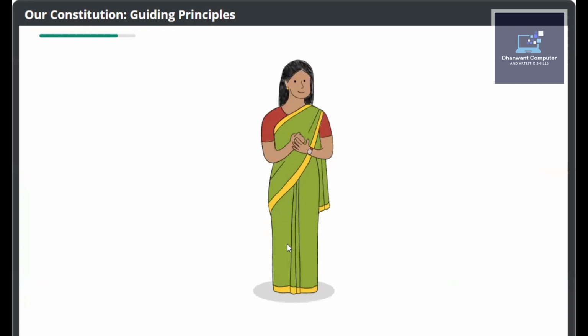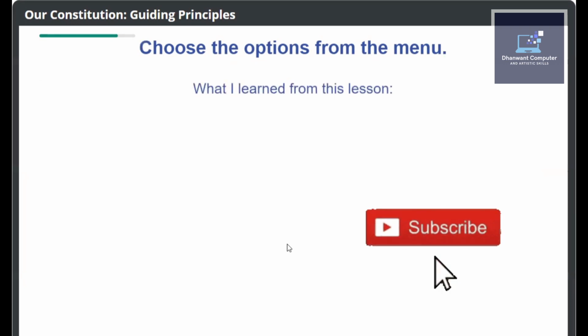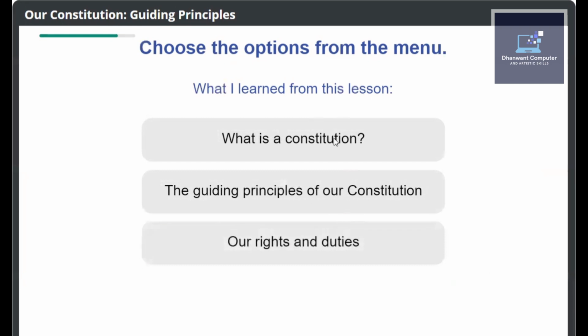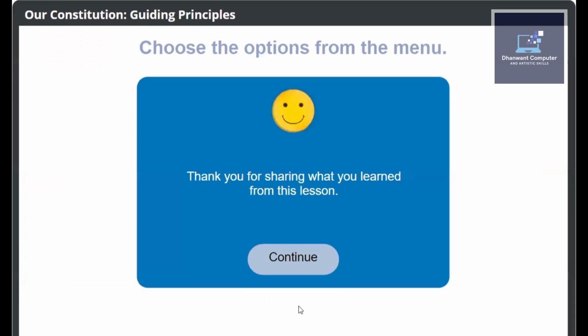Now that we have completed the lesson, share what you have learned from this lesson. Choose the options from the menu. What I learned from this lesson. What is a constitution? The guiding principles of our constitution, our rights and duties. Thank you for sharing what you learned from this lesson.